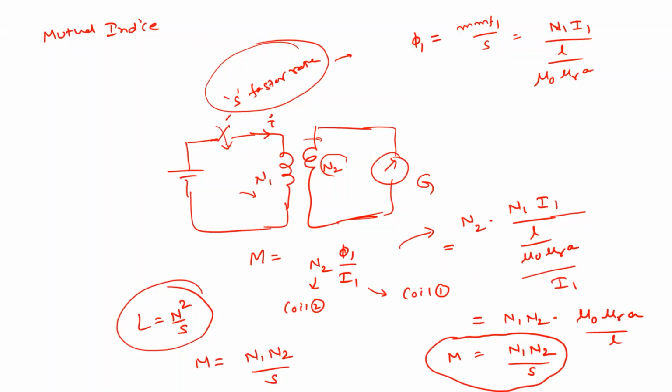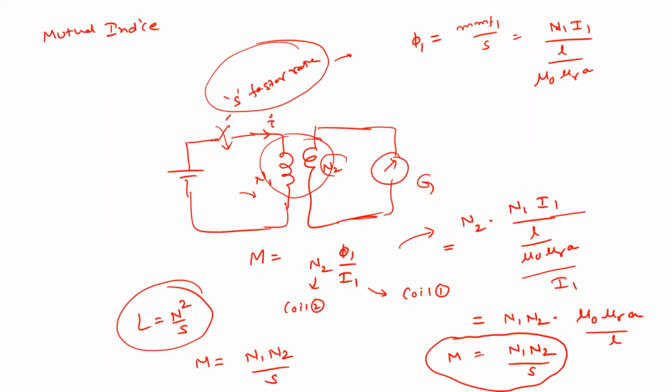To be more specific here, S should be S1. See here, this path is the same. The flux is common to both, the magnetic field is common to both. But S is equal to L upon mu naught mu R into A, so it depends on dimensions. It is not necessary that both the coils will have the same dimensions.